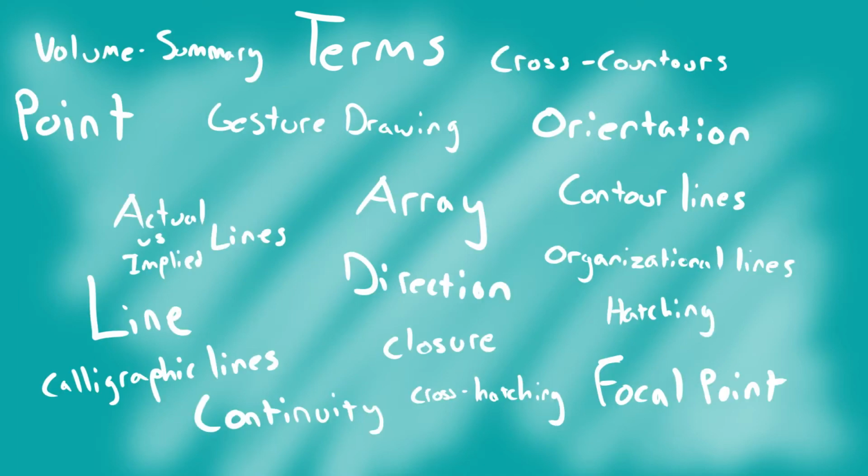Okay, so here are the terms for week 1. If you'll notice, they're mainly centered around line and things line related. This is a common thing that will happen throughout all the weeks. Whatever the theme of the week is what the terms will be based around. If you will notice, there are 2 terms that do not show up on the definition sheet. That would be volume summary and cross contours. I think I'm saying that right.